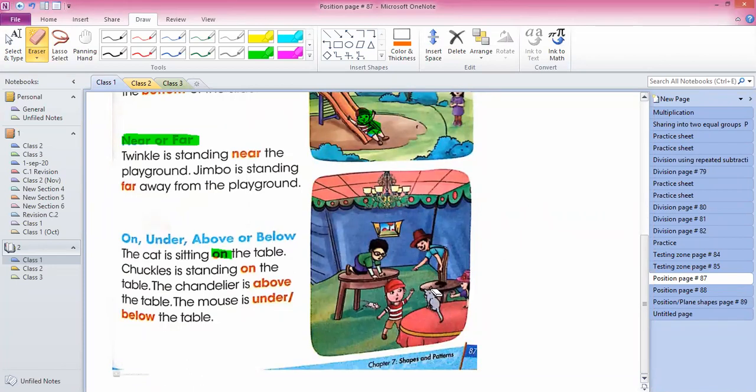So we can use on for this cat and this boy. This cat is on the table and this boy is standing by the table, okay? But when we talk about the upper part of the table, what is above the table, that is this boy, and what is below this table, under this table, this is the mouse. So here we use on, under, above, or below.